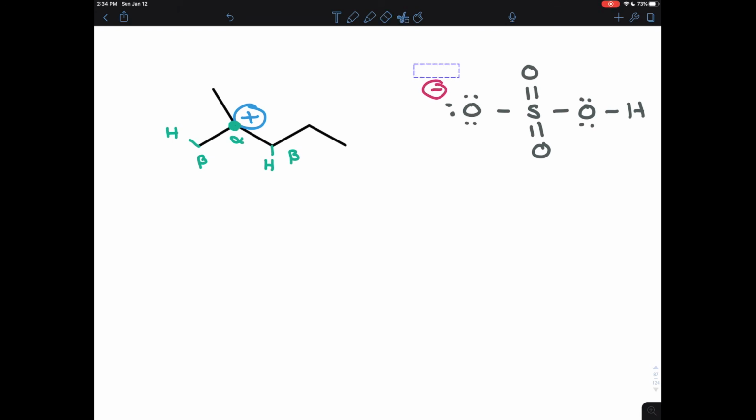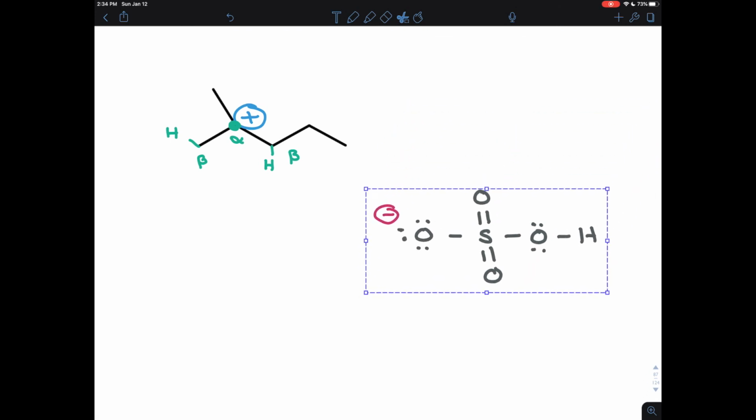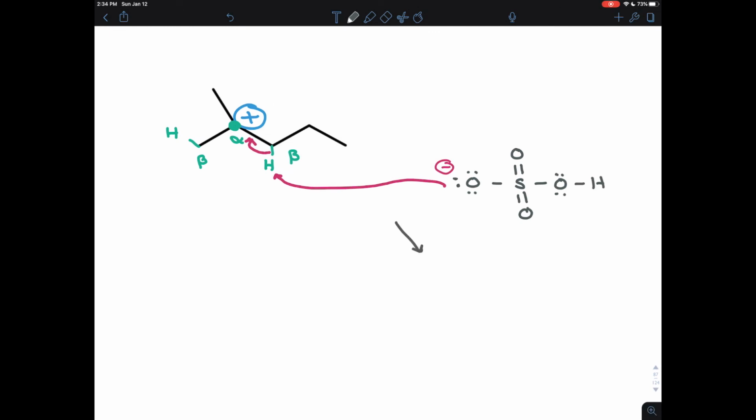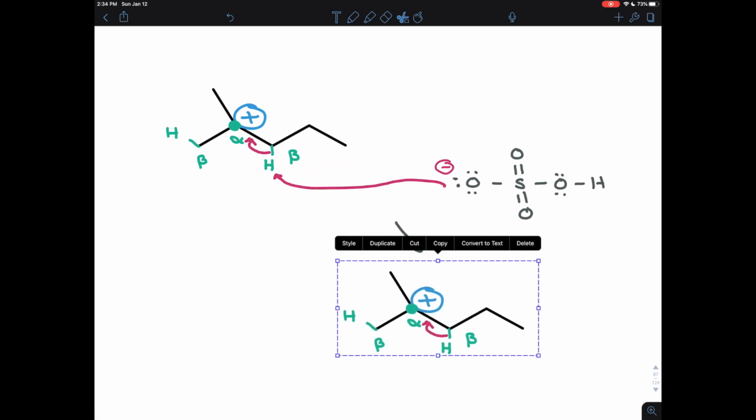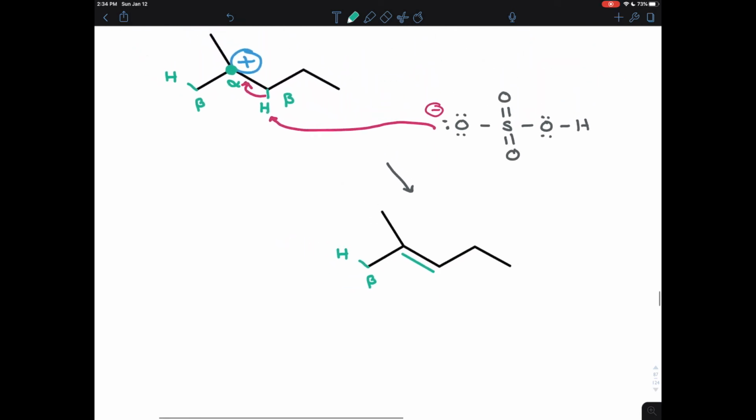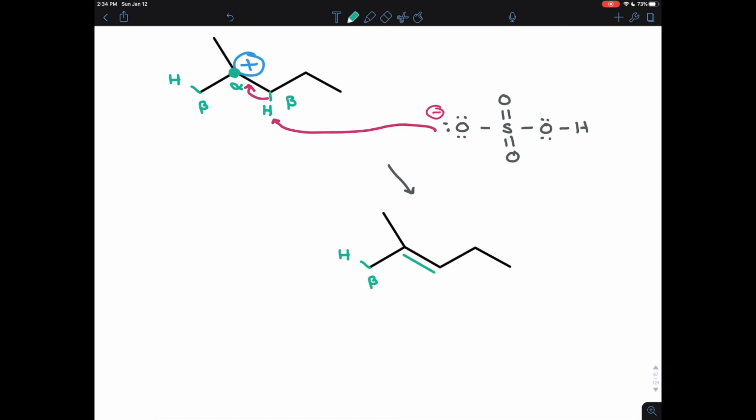Okay, so those are vulnerable. Now, our base can swoop in, and it can attack either one of those. On the one hand, the base can attack the beta hydrogen here. The electrons would be pulled toward the positive charge of the carbocation, and we could get this molecule with a pi bond between the alpha carbon and the beta carbon that the hydrogen was stolen from. That's one possible result, one possible product.